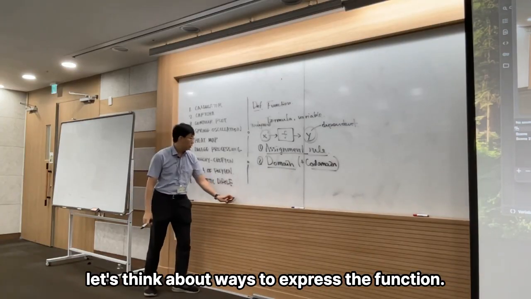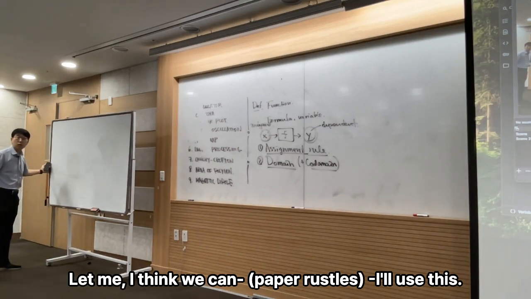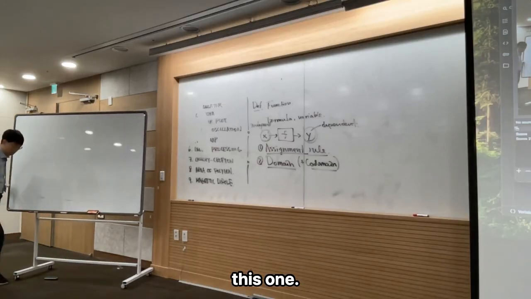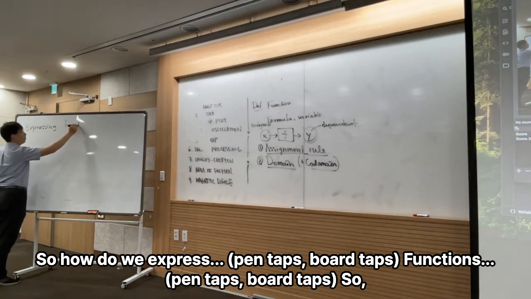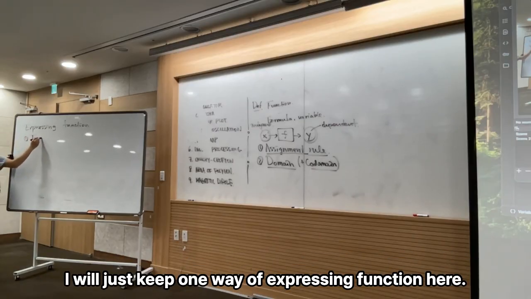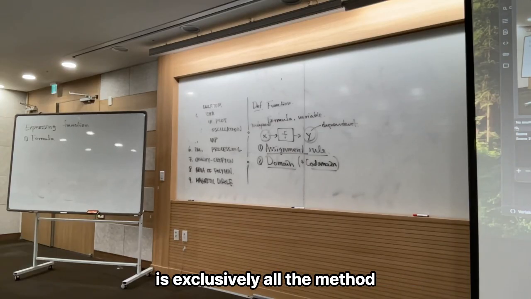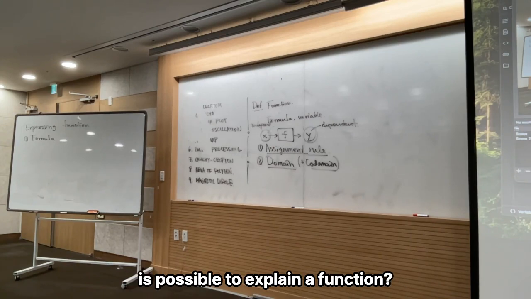And so let's think about ways to express the function. How do we express functions? I will just keep one way of expressing function here. The formula is a nice way to express a function. And I think this is exclusively all the methods you learned in high school to express functions. But what other method do you think is possible to explain a function?